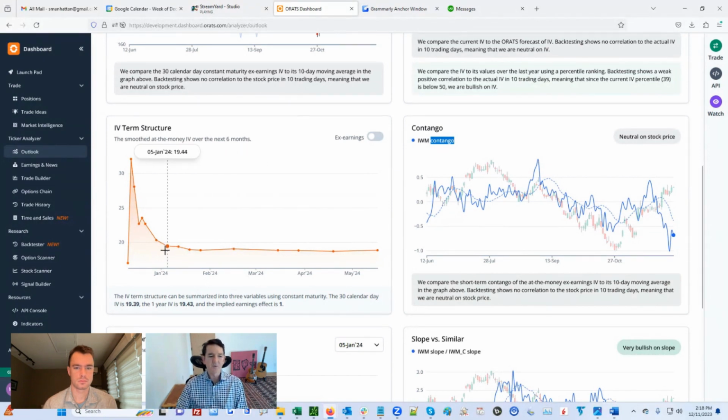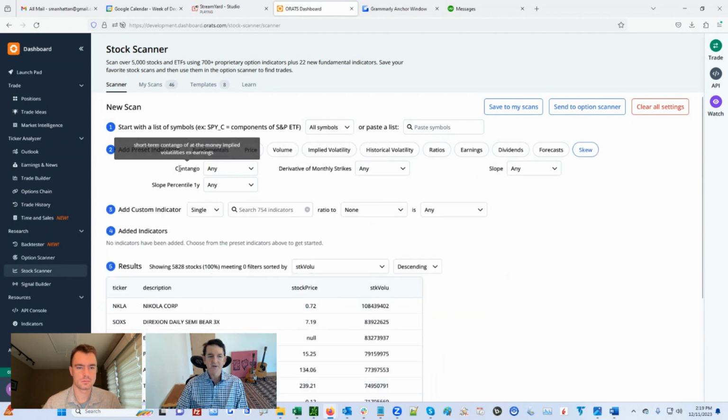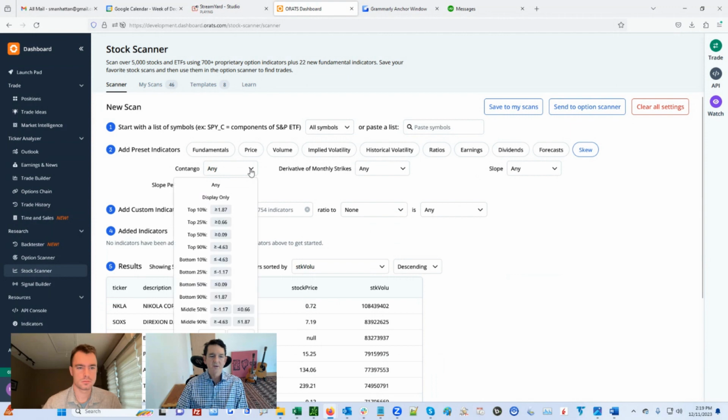So what we're going to be looking for is a stock or an ETF with a high front month and low back months. That's backwardation, but we just look at it in terms of Contango. So negative Contango is what we're going to be looking for. We're going to go back to the stock scanner, our friend the stock scanner, clear the settings out, and build a scan that looks for ETFs that have large Contango. Here's Contango in the skew category. We want negative Contango, so we want low.